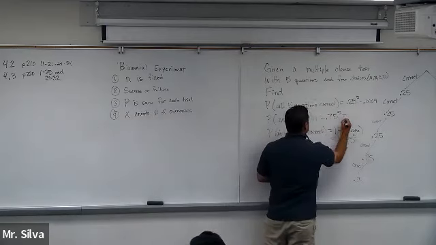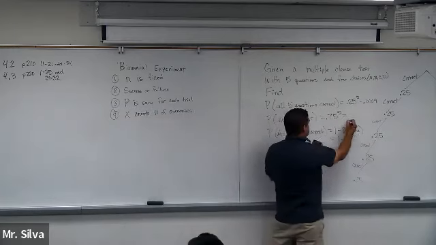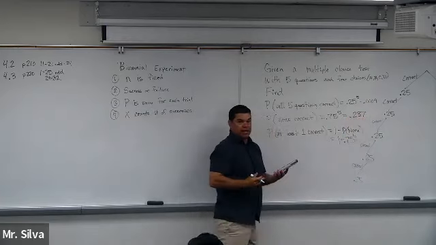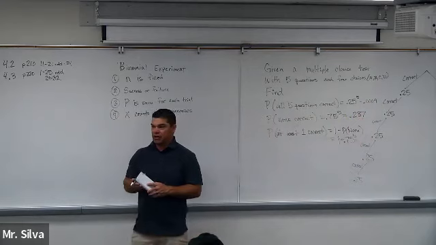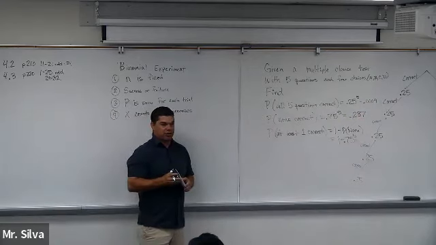Let's find the probability of getting none of them right. 0.75 raised to the fifth power is 0.237. That's a 23.7% chance of getting all the problems wrong. That's a lot more likely to happen. There's a 23% chance that would happen.